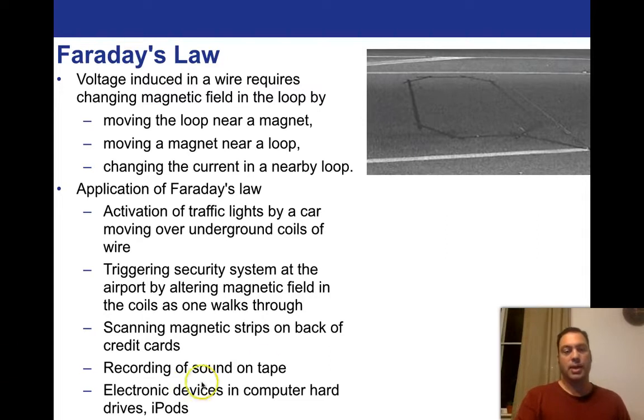The recording of sound on tape, right? Many people don't use tape anymore, so it's really not the best example, but you get the idea. This is one of the ideas that was used in the 70s, 80s, and 90s for recording equipment. Electronic devices and computer hard drives and iPods. So basically how your hard drive works is by use of Faraday's law.